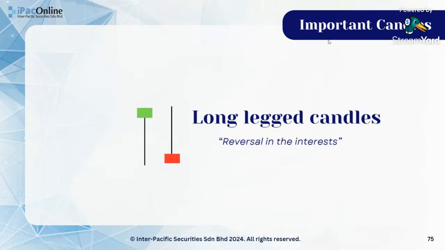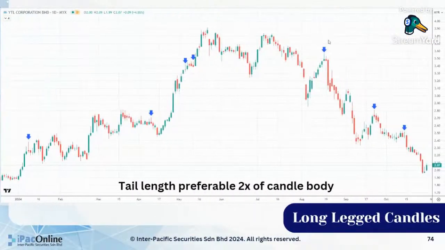Another one that we will be looking at is the long leg candle, or some of you can say long tail candle. The official name is long leg candle, and this is another candlestick that I would always emphasize and pay attention to, because it tells me of a potential reversal, a potential high, or a potential bottoming. Personally, I would prefer the tail to be at least 2 times longer than the candle body. Only then will it be a very significant tail that we are seeing.